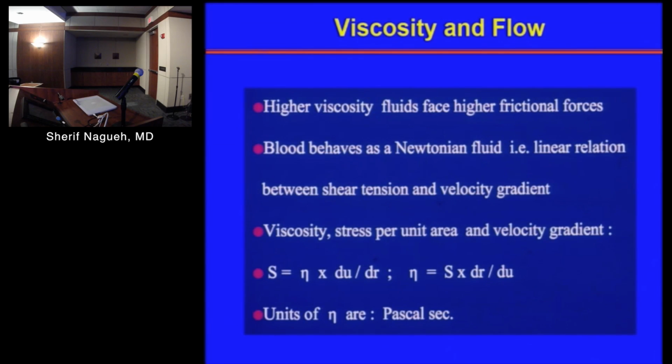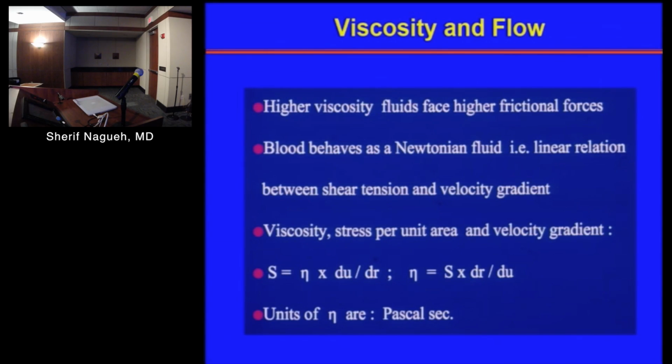Blood behaves as what we call a Newtonian fluid, and what that simply means is that as you increase the tension or the shear that you apply between the layers of the fluid, you will see faster changes in the velocity gradient.